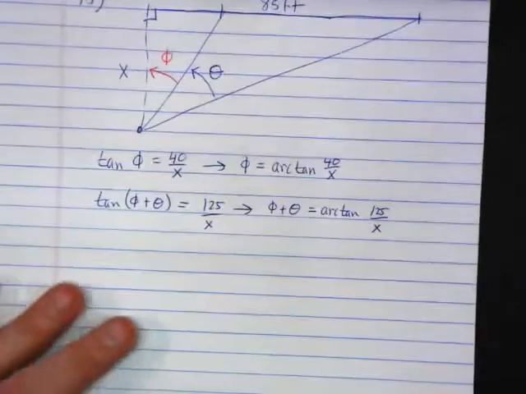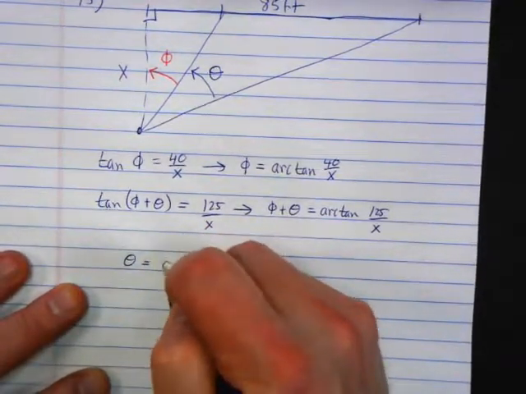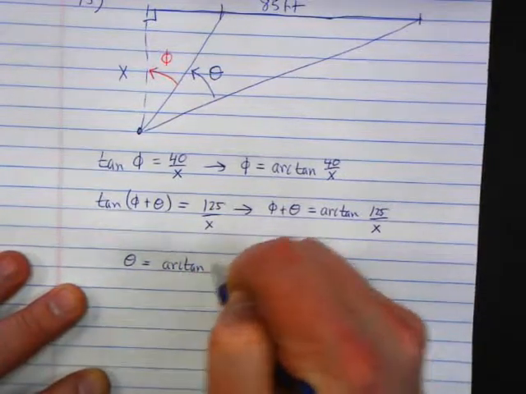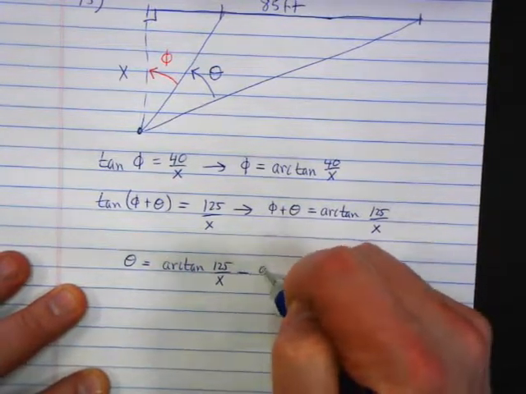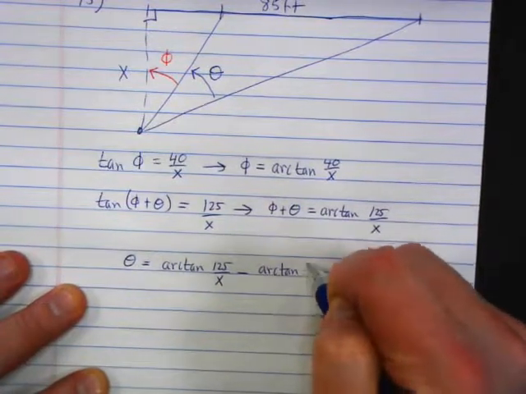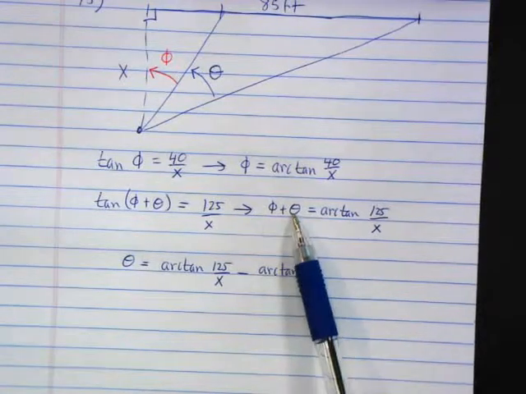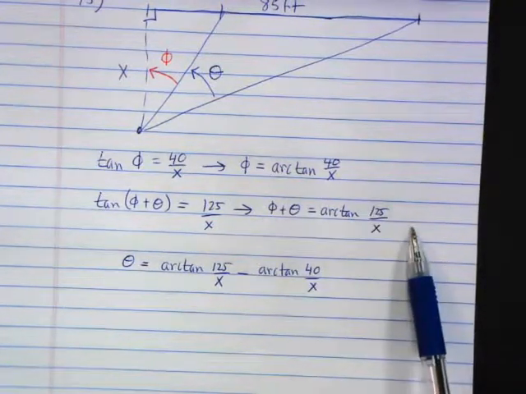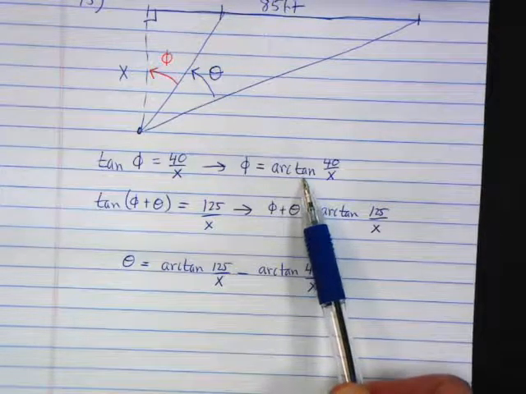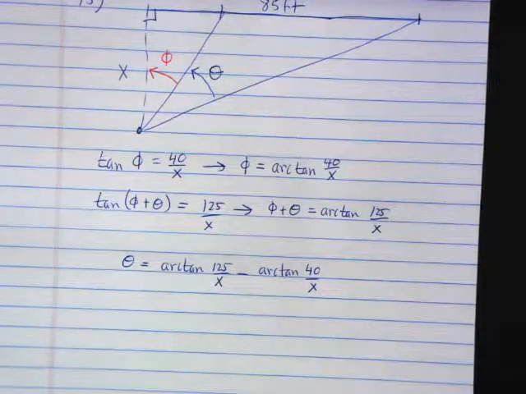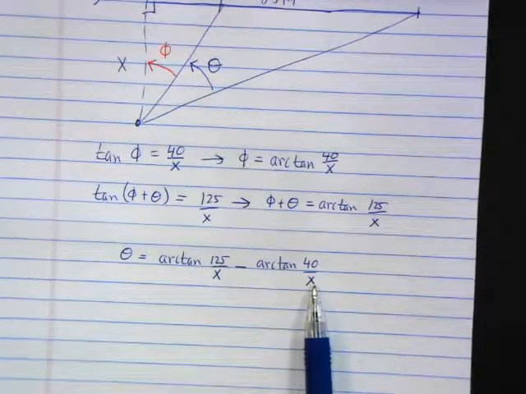So here's our function. Theta is arc tangent of 125 over x minus arc tangent of 40 over x. Because I can take this equation and subtract phi, and then use the fact that phi is arc tangent of 40 over x. So there's my function theta that only has the letter x in it.